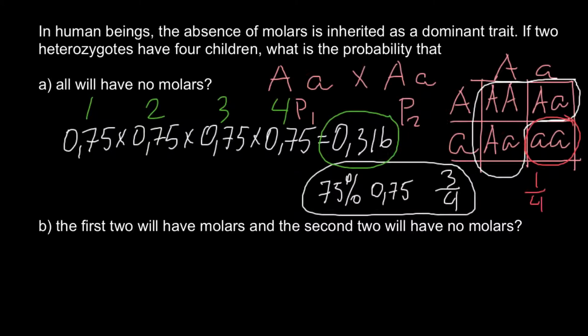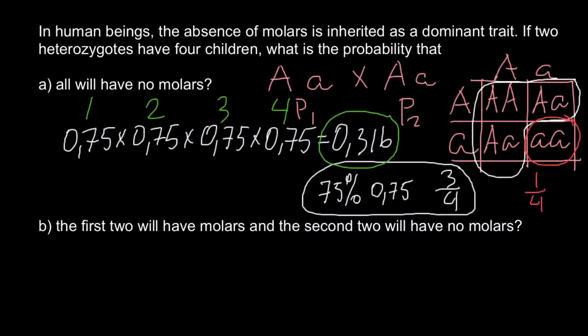Question B, the first 2 will have morals and the second 2 will have no morals. Because here we are given an order of children, as you see, the first 2 and the second 2, it would be easier to solve. If the order wasn't given, for example, 2 children out of 4 that would have morals and 2 that wouldn't, we would use the factorial method. But as long as the order is given, this is easier. And here's how we are going to solve it.